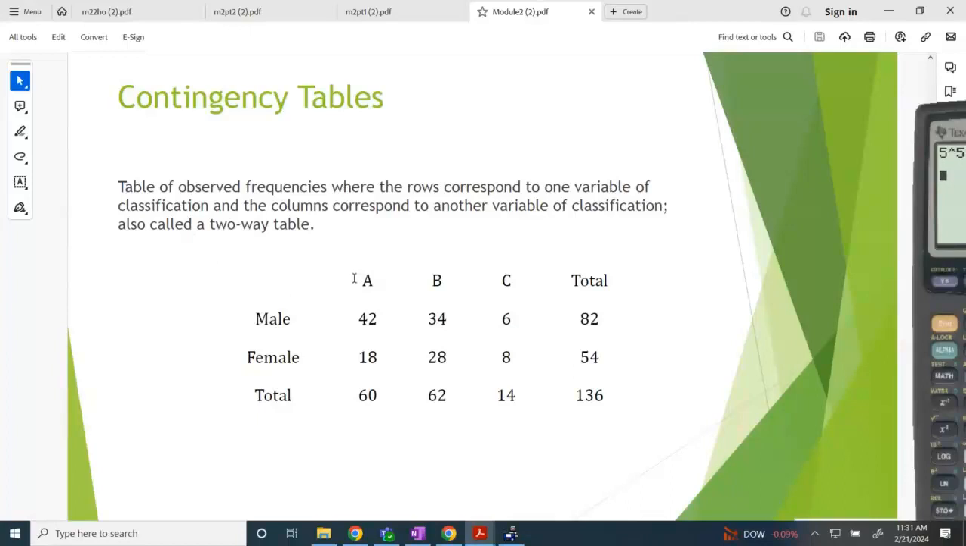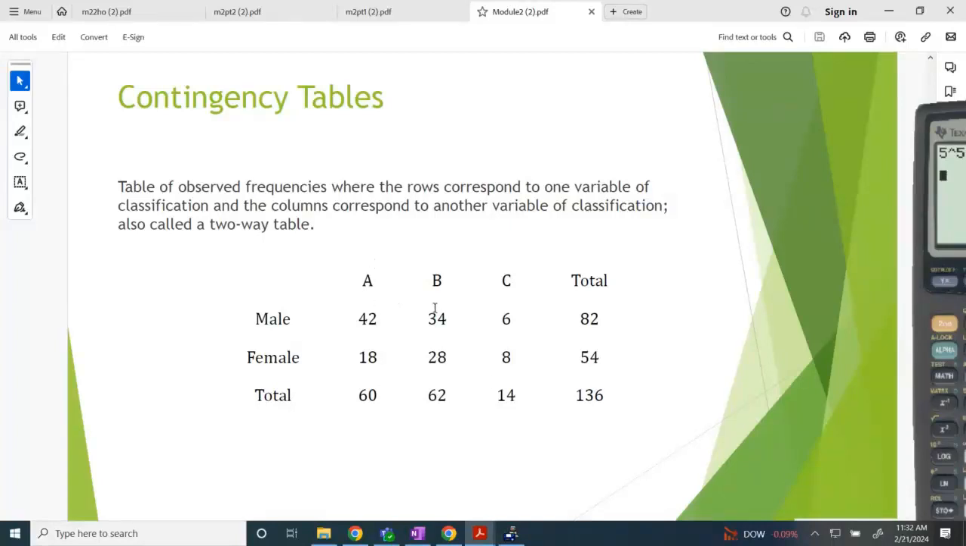So looking at this contingency table, notice that the rows, right, the rows go across, and for the categories for our rows, we have gender, either male or female. Right? There's also row totals, right? So there's 82 males in this contingency table, and there are a total of 54 females. Altogether, there are 136 people in this particular contingency table.